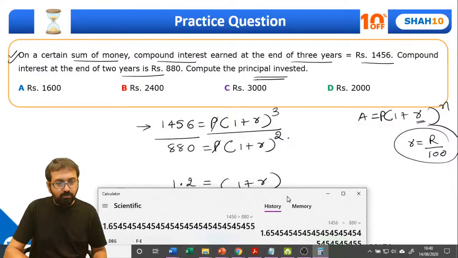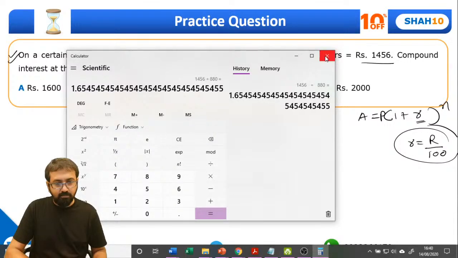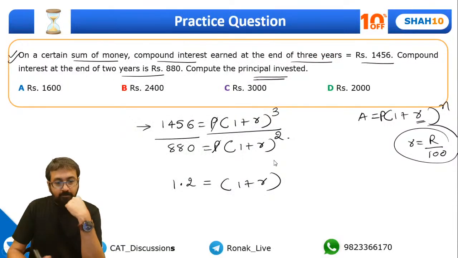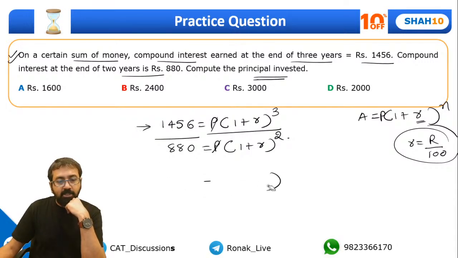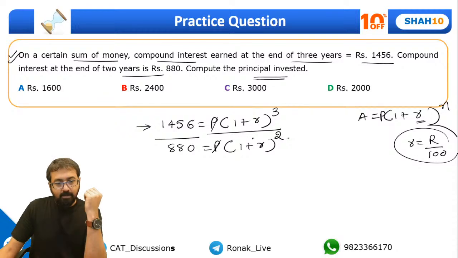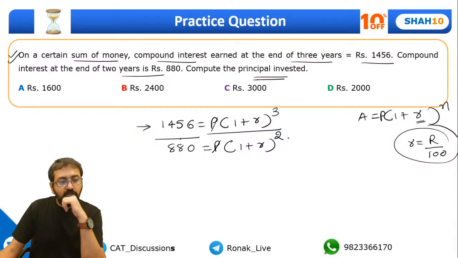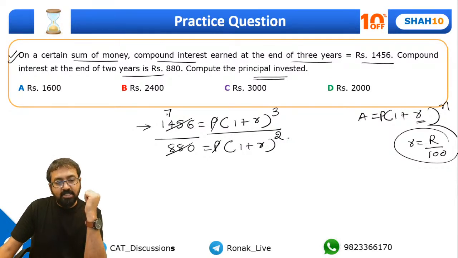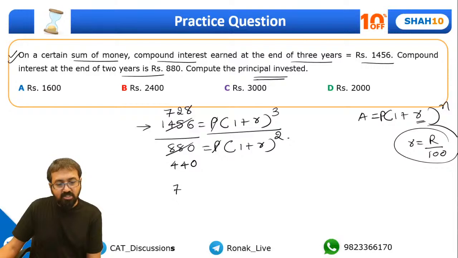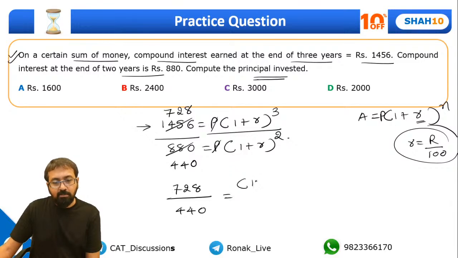Just a moment. 1456 divided by 880, right? So this is going to be complicated. Okay, now let's see some other way. Everyone, if you just observe over here, 1456, let's eliminate the common factor. So I can say this is 728 and this is 440, correct? So now I have 728 upon 440, which is equal to, let me keep it this way, 1 plus r whole cube upon 1 plus r whole square.